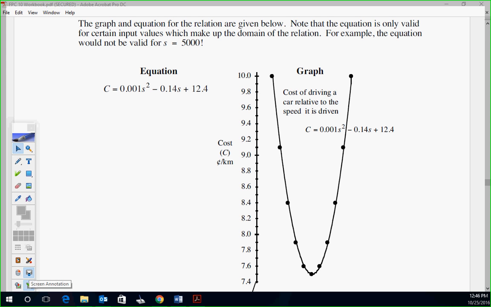Okay, so the graph of the equation of the relation is given below. Keyword there is given below. Note the equation is only valid for certain input values, which make up the domain of the relation. So what happens is they're saying you have a domain. Okay, your domain is as far as it can go from left to right. Like the slowest it can go is 20. The fastest it can go is 120. So that's your domain, between 20 and 120. And then we have values in between there.